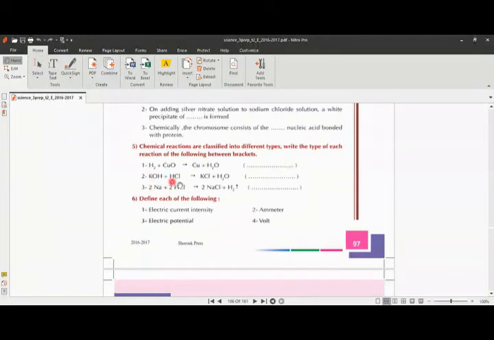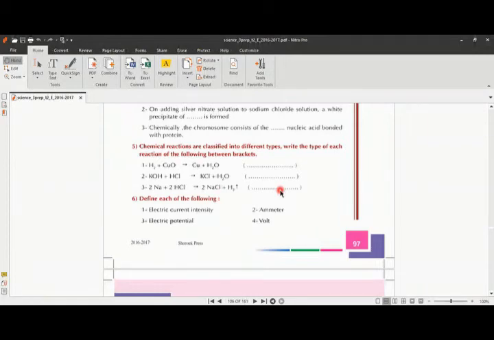KOH plus HCl gives KCl plus H2O. I have here the K takes the Cl and H forms water with OH, so it is a double substitution reaction. 2Na, of course, I have one element plus compound, so it forms a simple substitution reaction. Okay.